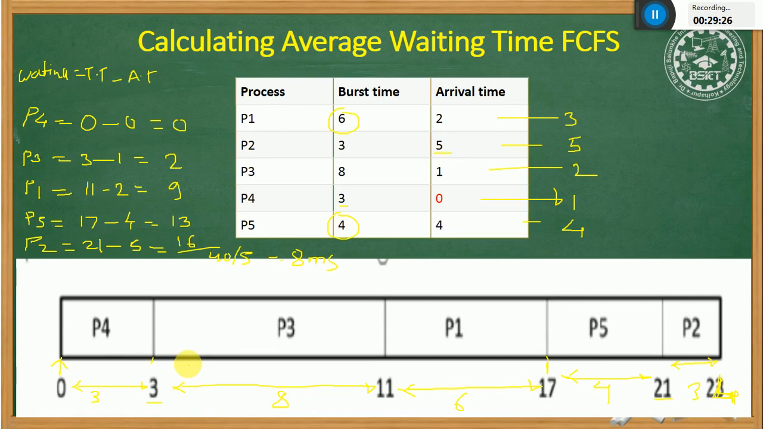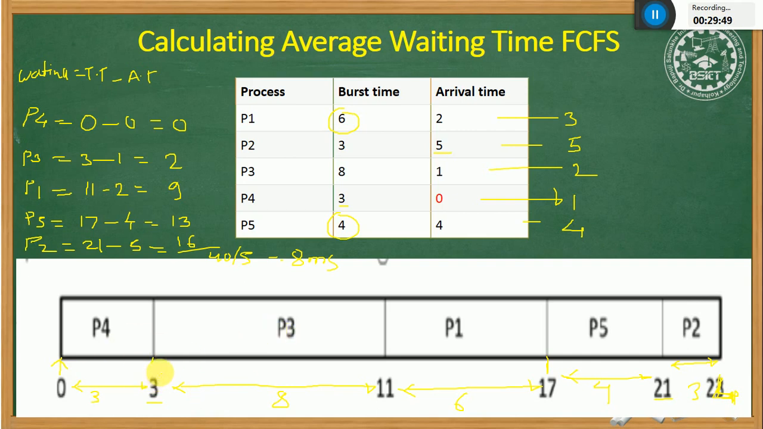My dear student, you must explain these steps, how you have drawn a Gantt chart and how you have calculated the waiting time of P4. So the waiting time of P4 is equal to its turnaround time minus its arrival time. Turnaround time 0 minus 0. So the waiting time of P4 is 0.